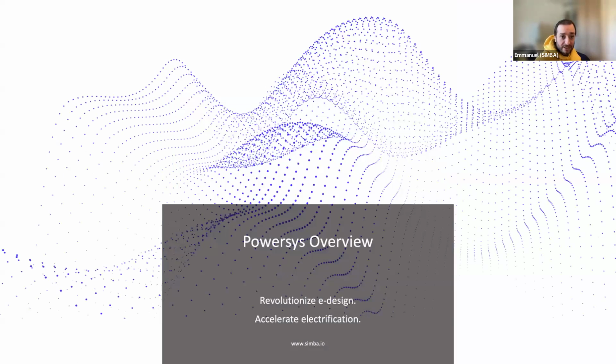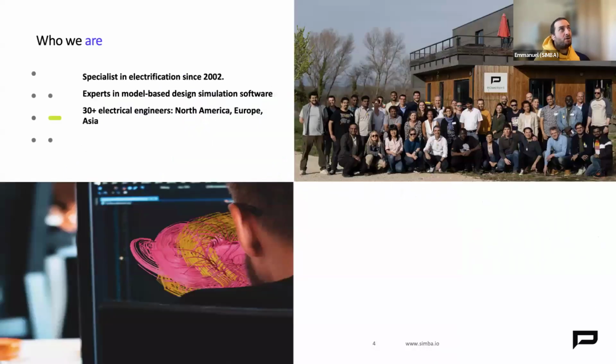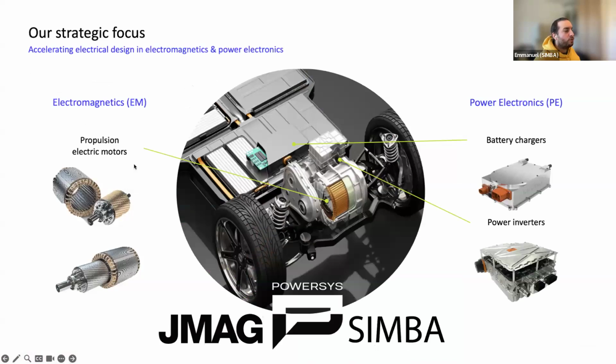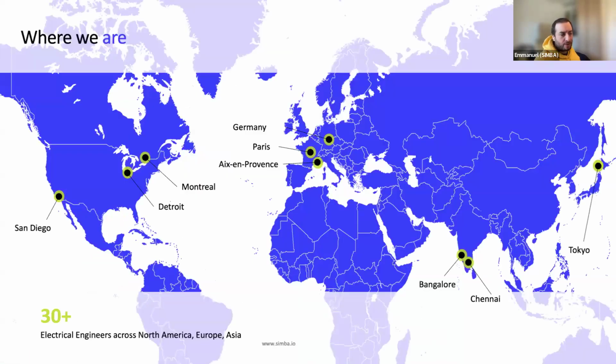Okay, so PowerSys. The three of us are working for PowerSys. We are kind of a French-American company. We are specialized in electrification, and we are experts in model-based design simulation software. We have two main products, GEMAG for electric motor design, and SIMBA for power electronic simulation. We have offices all around the world, in Europe, in North America, and in Asia. We have a team of about 30 engineers located all around the world.